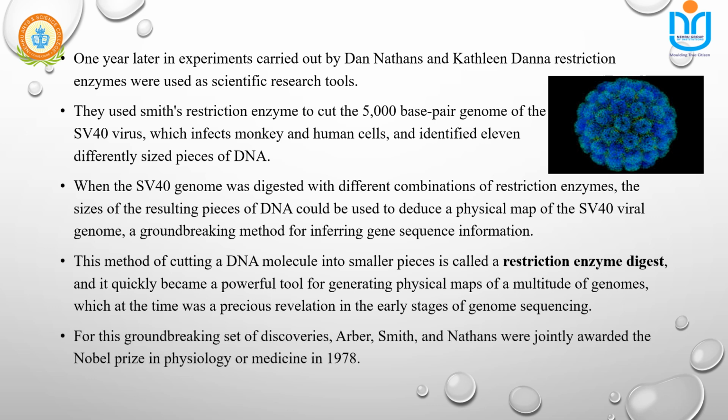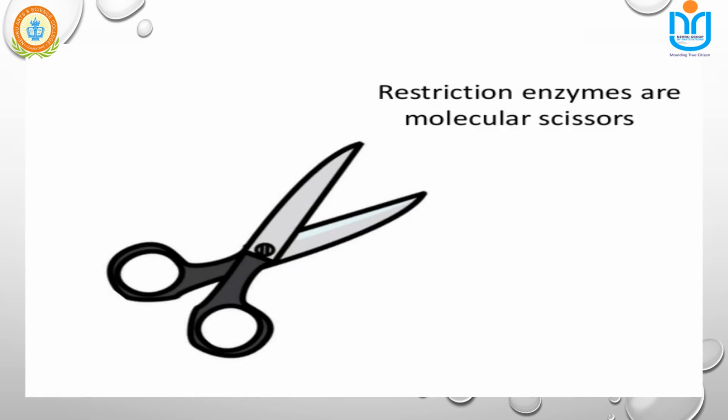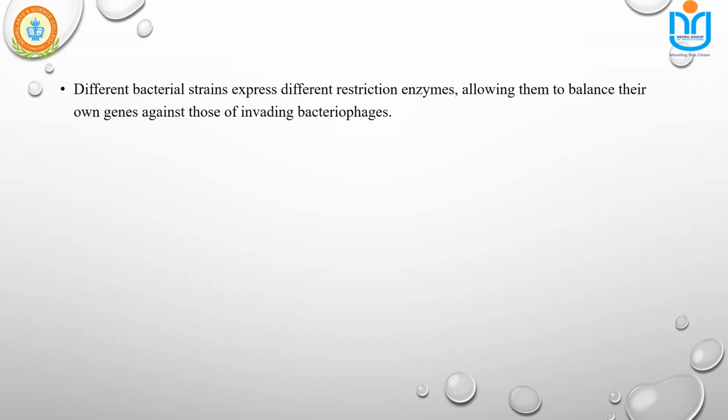For this groundbreaking set of discoveries, Arber, Smith, and Nathans were jointly awarded the Nobel Prize in Physiology or Medicine in 1978. Restriction enzymes are also known as molecular scissors. Different bacterial strains express different restriction enzymes, allowing them to balance their own genes against those of invading bacteriophages.